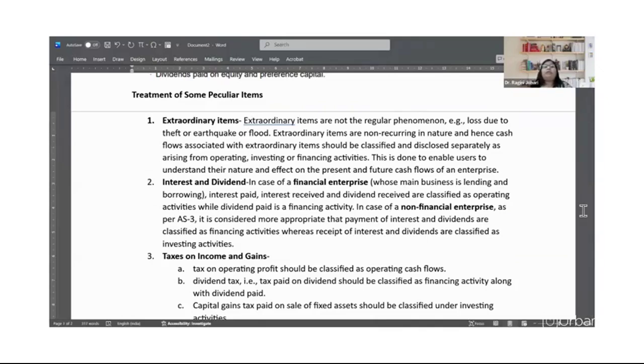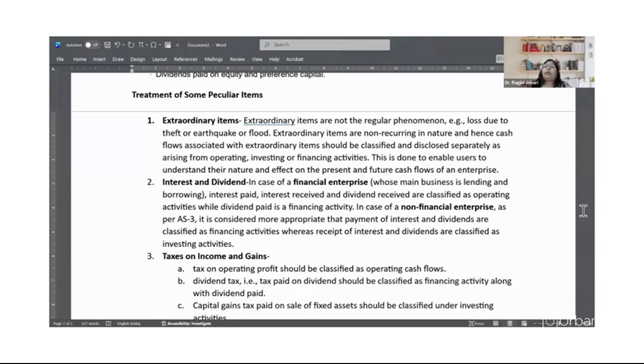The first one is extraordinary items. Now, why do we call them extraordinary items? Because these are not regular phenomena. For example, loss due to theft or earthquake or flood. This is not a regular phenomenon in the business, so we call them extraordinary items.